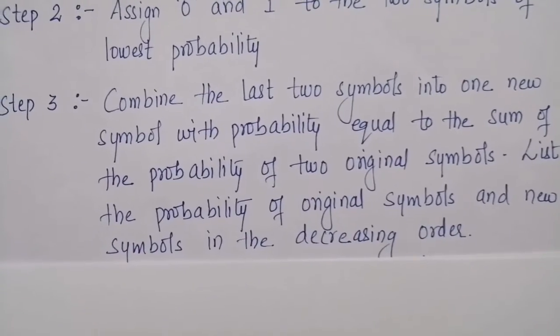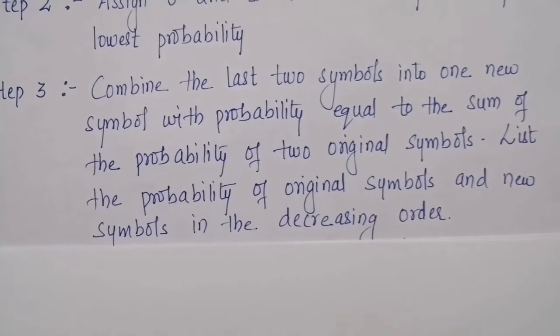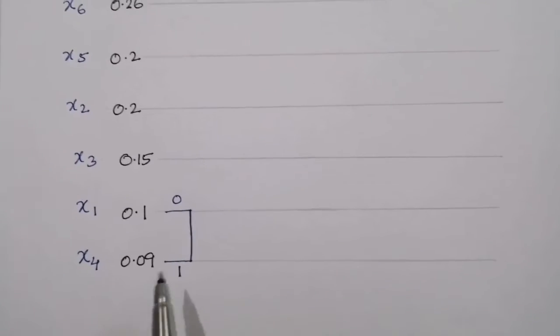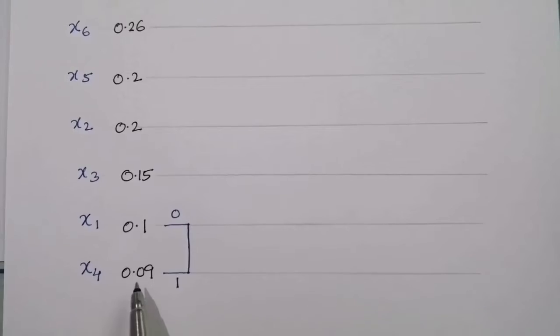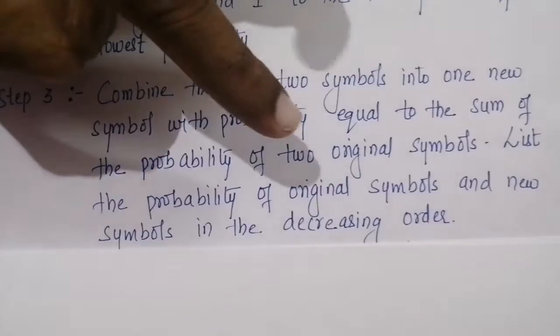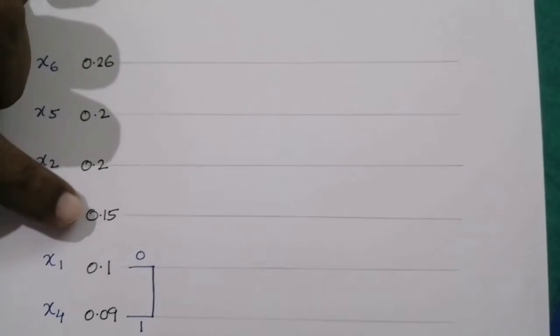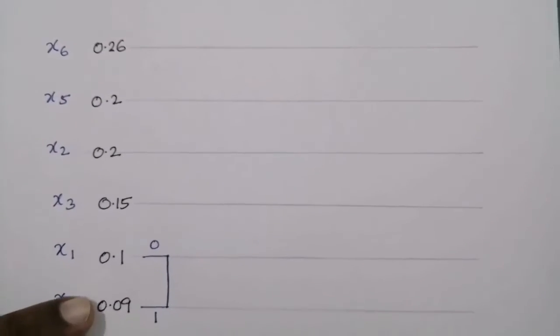Now the third step is combine the last two symbols into one new symbol with probability equal to the sum of the probabilities of two original symbols. So here the sum of the probabilities of original symbols is 0.1 plus 0.09, that is 0.19. Now list the probability of original symbols and the new symbol in the decreasing order of probability. So here the probability is 0.26, 0.2, 0.2, 0.15 and the new symbol has the probability 0.19.